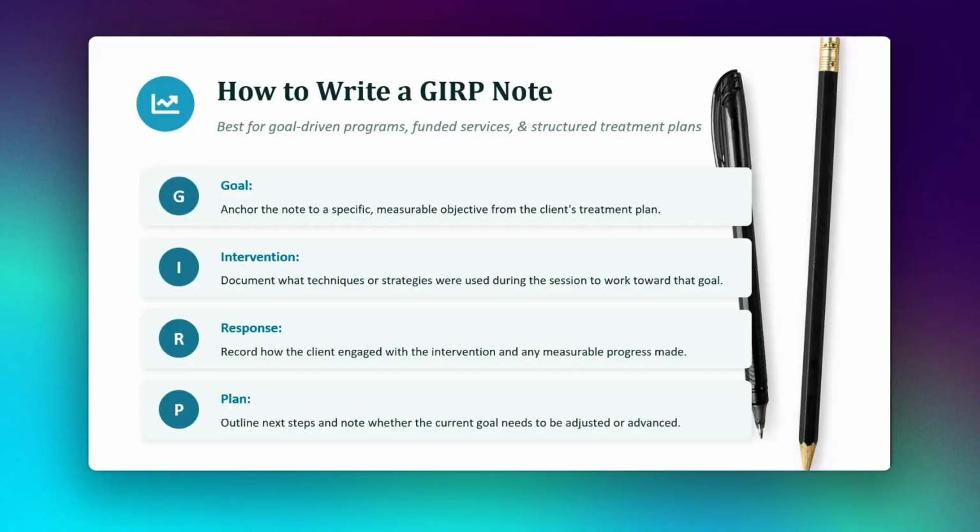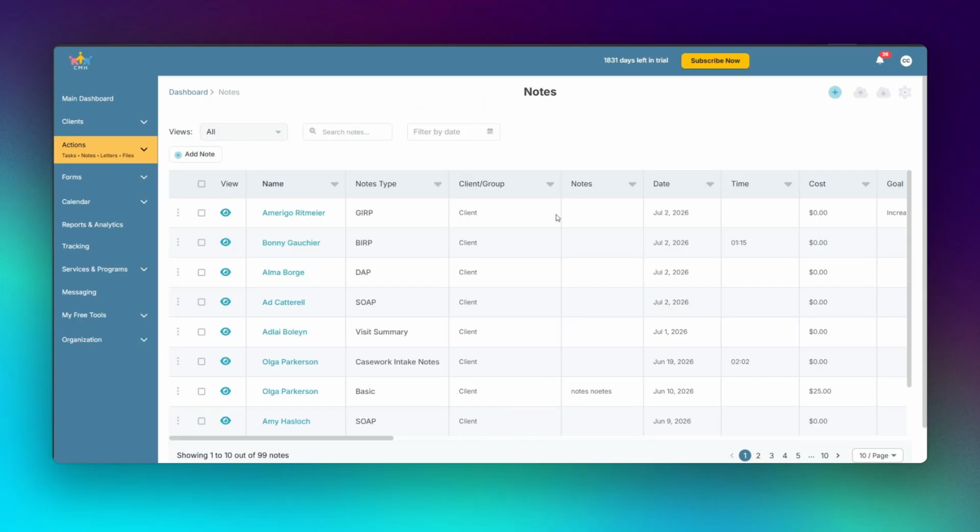This is what makes GIRP a natural fit for community mental health programs, rehabilitation services, and any program with funder reporting requirements where you need to demonstrate measurable client progress over time. If your agency gets funding tied to outcomes, GIRP makes a connection between the sessions and treatment goals in every single note. And here's a quick example of a GIRP note.